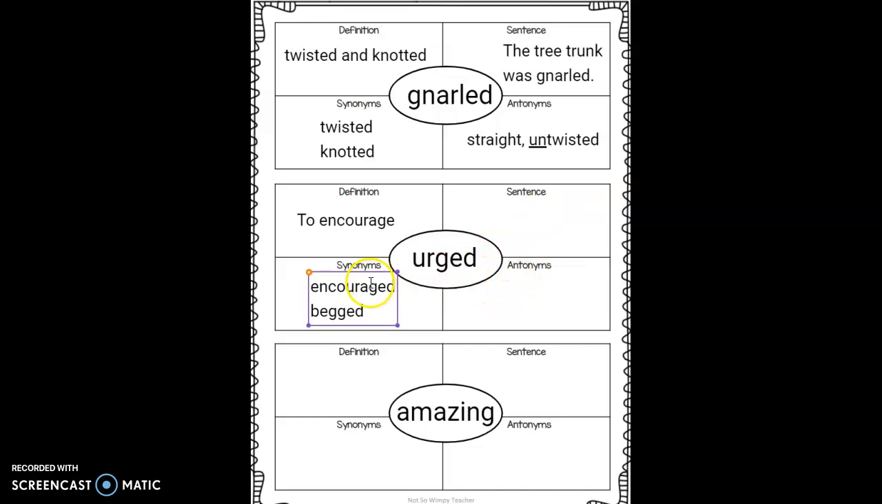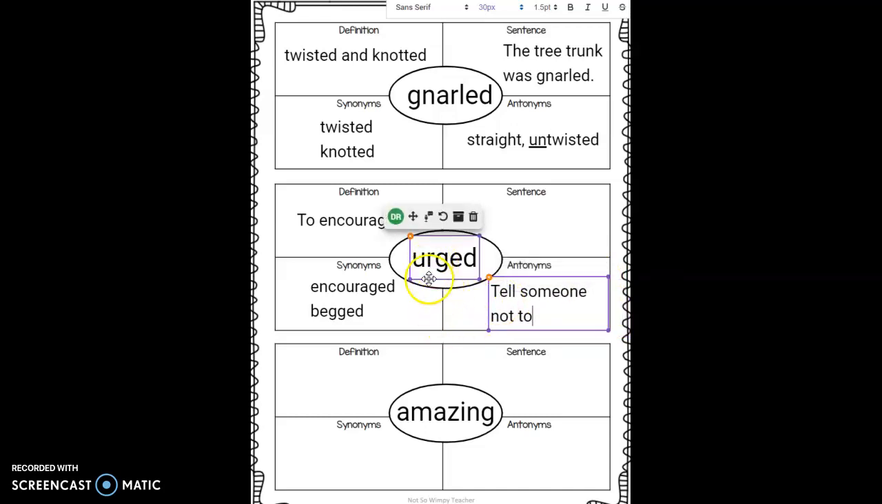So the opposite of encouraging or begging, the antonym of urged, I would say is to tell somebody not to do what you want. So you could say, tell someone not to. And you can just leave it at that. Not to do it, not to say it. That's the opposite of trying to get them to do what you want. You tell them not to do it.